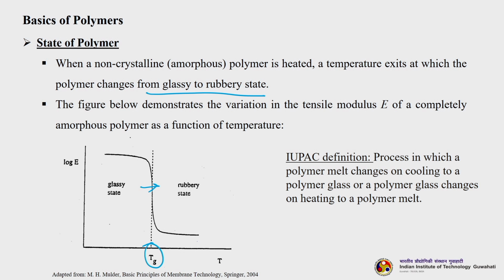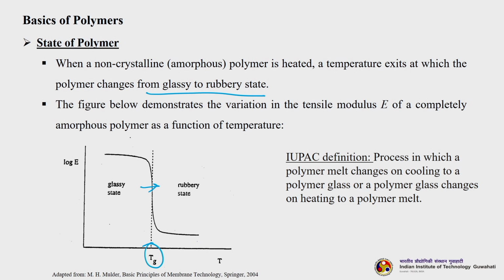So, let us understand what the glass transition temperature is. It is one of the most important properties of polymeric materials. When a non-crystalline or amorphous polymer is heated, there exists a temperature at which the polymer changes from a glassy to a rubbery state.